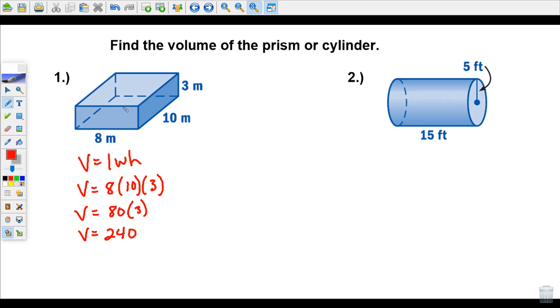Volume is the amount of space inside the object. So it is different than surface area. Measuring the amount of space inside, if we were to fill this with water or something, it's how much water would fit inside of it. It is measured in cubic units. We're trying to figure out how many cubes, 1 meter on each side, would fit inside this. So for our answer, 240 cubic meters.